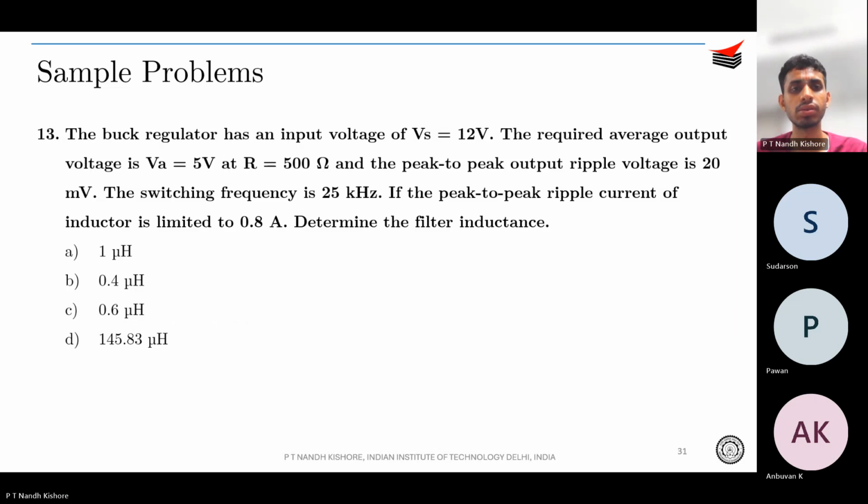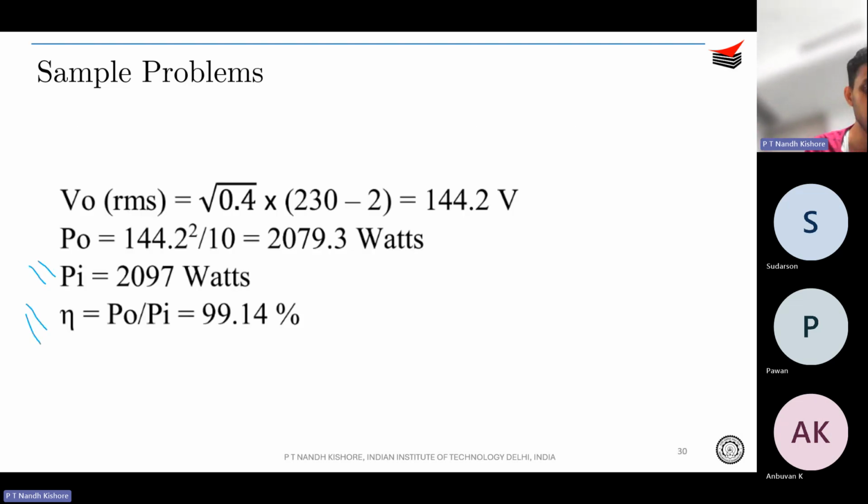The buck regulator has an input voltage of Vs equal to 12 volts. I think we solved this problem. This was the very first problem. The required average output voltage is V equal to 5 volts at R equal to 500 ohms. The peak to peak output voltage ripple is 20 millivolts. The switching frequency is 25 kilohertz. Everything is given. If the peak to peak ripple is limited to 0.8 amperes, determine the filter inductance. I guess the answer turned out to be 145, right?